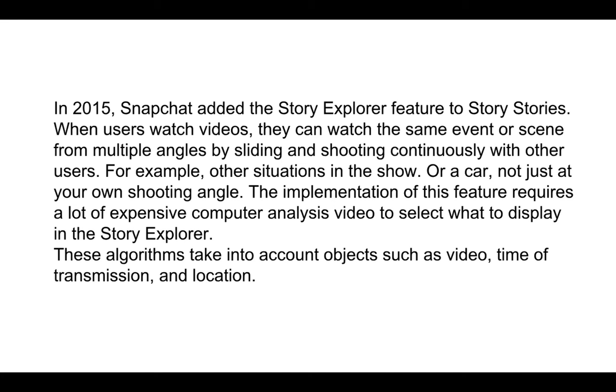In 2015, Snapchat added the Story Explorer to Snapchat Stories. When the user watches videos, they can watch the same event or scene from multiple angles by sliding and shooting continuously with other users. For example, other situations in the show or in a car, not just shooting at your own angle. The implementation of this feature requires a lot of extensive computer analysis of video to select what to display in the Story Explorer. These algorithms take into account objects such as video, time of transmission, and location.